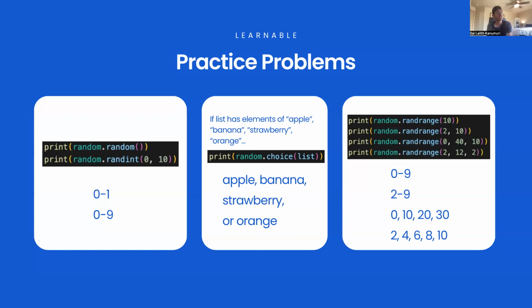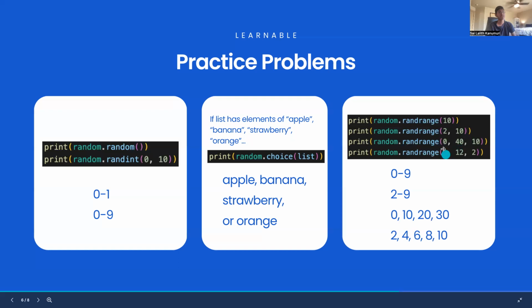Next, we have randrange 0, 40, 10. Now you may be confused, like why is it 0, 10, 20, 30? But think about it, right? If the step is 10, you start at 0. So it's 0, 10, 20, 30, 40. But it stops at 30 because 40 is the first number which you don't want. Even if this number was 31, it would still end at 30. If it was 39, it would still end at 30 because it's incrementing by 10. So you want to end at where this is, so the step below that is 30. That's why it ends at 30.